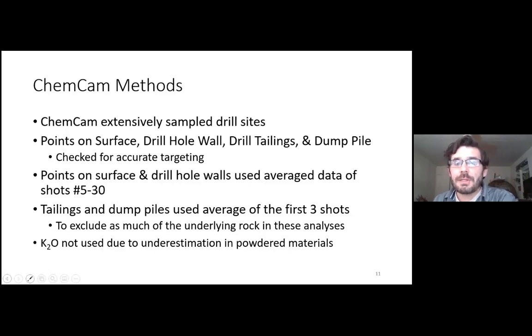The points on the surface and the drill hole walls used basically just what's the standard data processing technique for ChemCam data, which is using a composition derived from the average spectra of shots number 6 through 30, with the first 5 shots thrown away in order to avoid dust contamination, which can be fairly important on the surface. And then, like I said, the tailings and dump pile only use the first 3 shots in order to exclude as much of the underlying material as possible. And then we didn't use potassium.